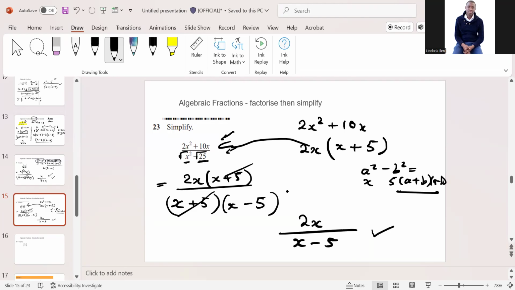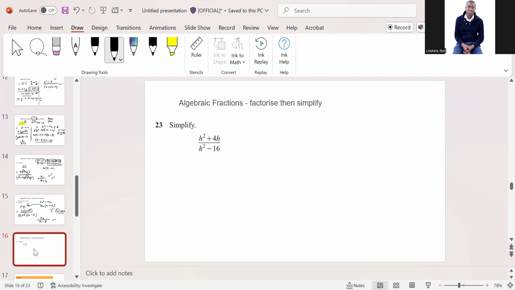Like I said before, they might give you something for difference of squares, or something for a quadratic expression, then you need to simplify. Again, this one came from a recent paper. As you could see here, the numerator is factorized by the highest common factor. The highest common factor is the letter h, so that would be h plus 4. So I factorize that part. Then I move on to this.